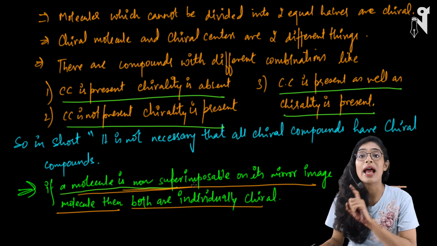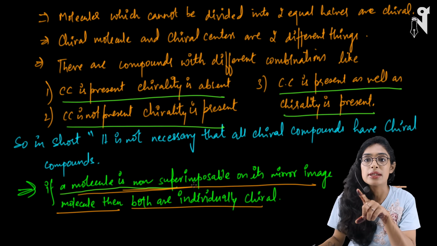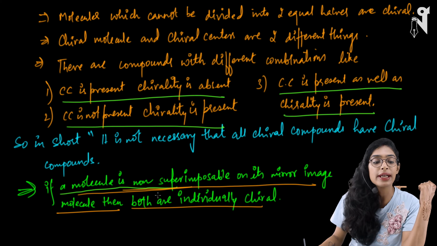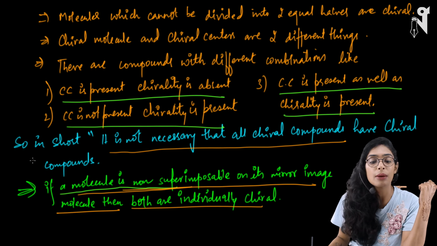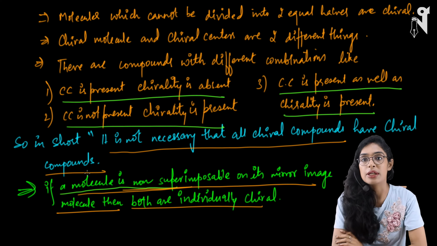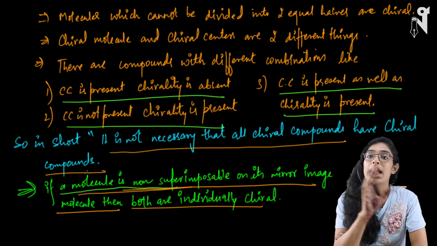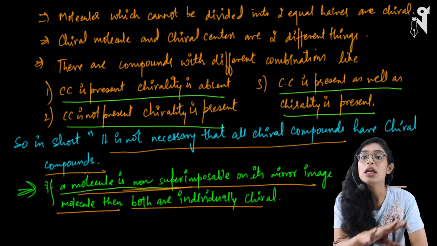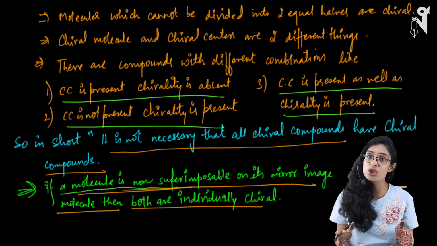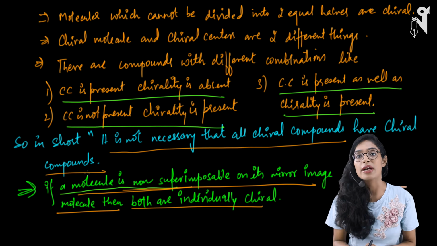Chirality gives optical activity to a molecule, not the chiral centers. So it is not necessary that all chiral compounds we have will have chiral carbons or chiral centers present in them. The presence or absence of a chiral center is not affecting the chirality. That is the main key, and any molecule which is chiral is going to be optically active also.